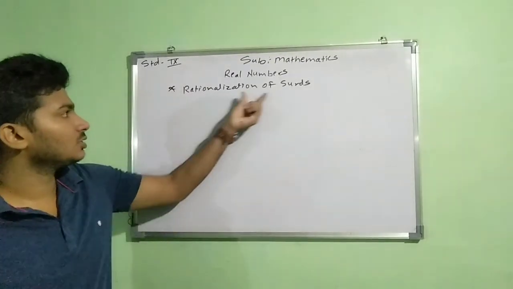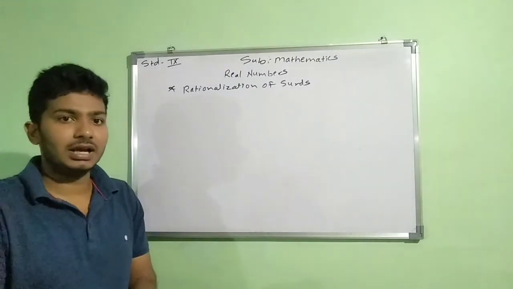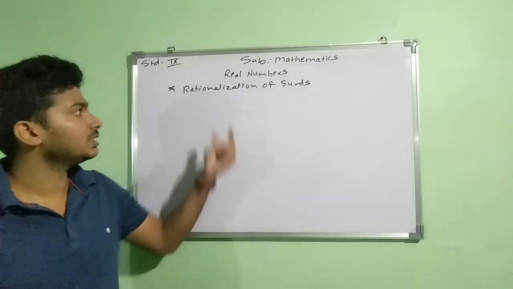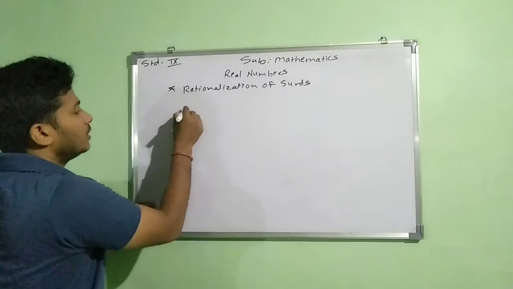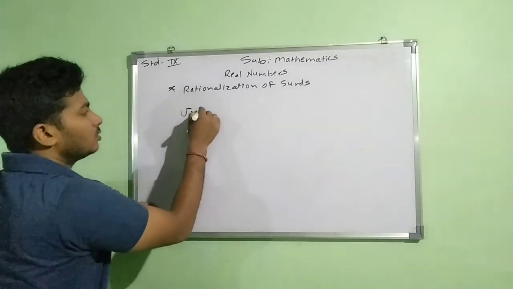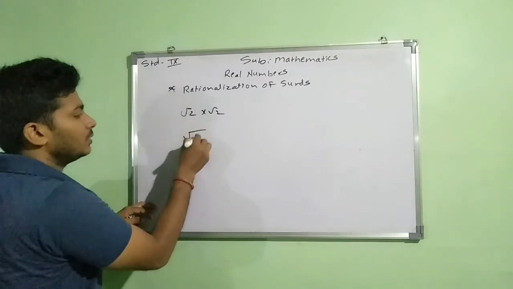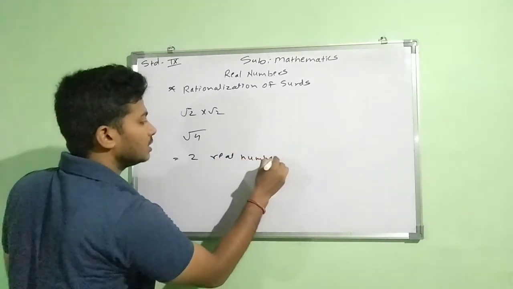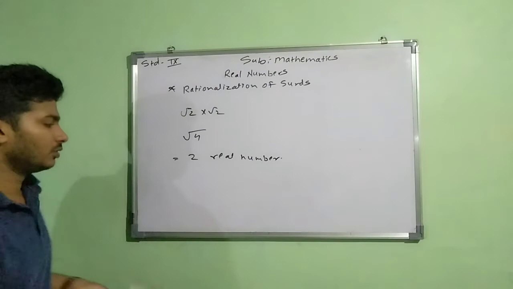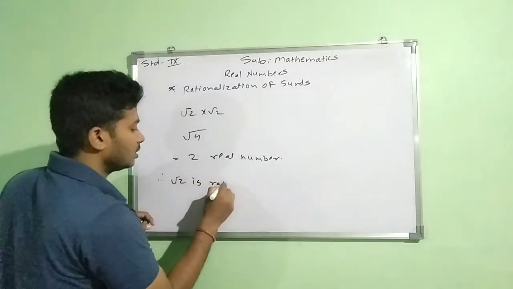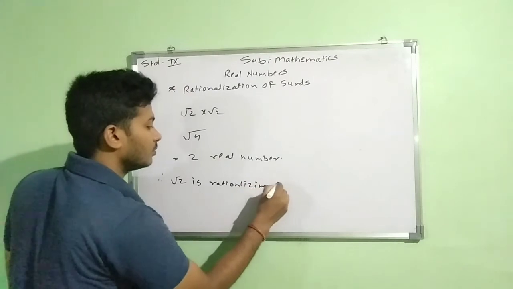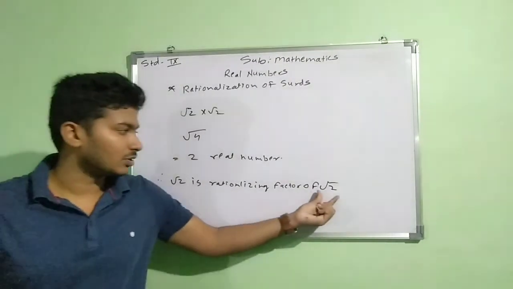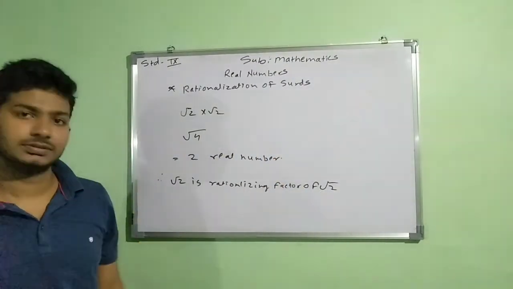So our next topic is rationalization of surds. If we multiply two surds and we get a real number, then that multiplier is called a rationalizing factor. For example, suppose we have root 2 and we are multiplying that root 2 with root 2. After multiplication, root 2 and root 2 will be root 4, and root 4 we know is 2. So that 2 is a real number. Therefore, root 2 is a rationalizing factor of root 2. That is called rationalization.